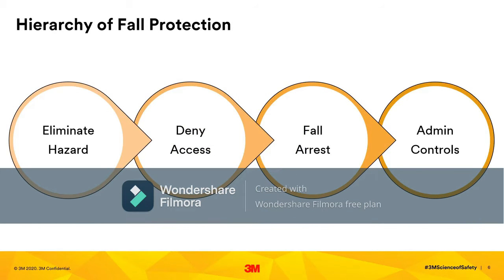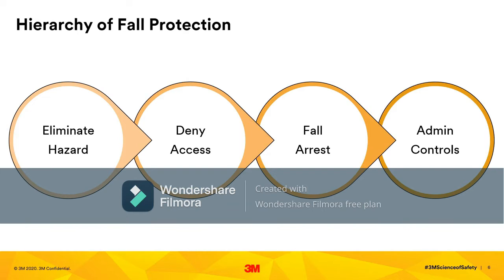When doing your job hazard analysis, you should follow the hierarchy of fall protection. Number one, you should try to eliminate the hazard. This may be done by engineering out the hazard or modifying work procedures. Some examples are relocating an electrical panel box to a more accessible location, using a pole or an adapter to change a light bulb, installing a chain on an overhead valve.